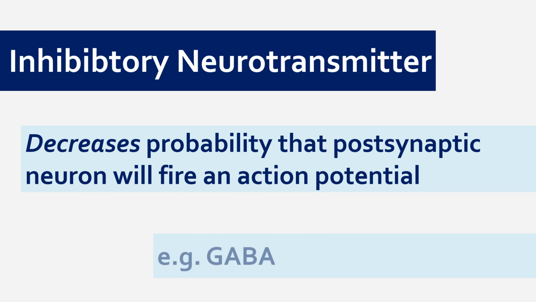Inhibitory neurotransmitter has the opposite effect. This decreases the probability that the postsynaptic neuron will fire an action potential. An example of an inhibitory neurotransmitter is gamma-aminobutyric acid, otherwise known as GABA.